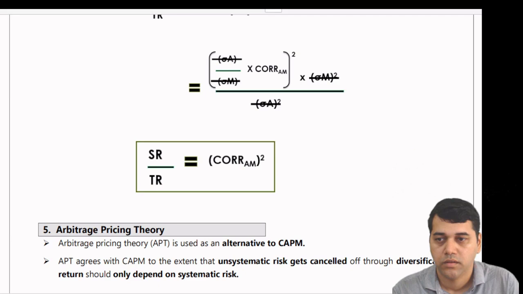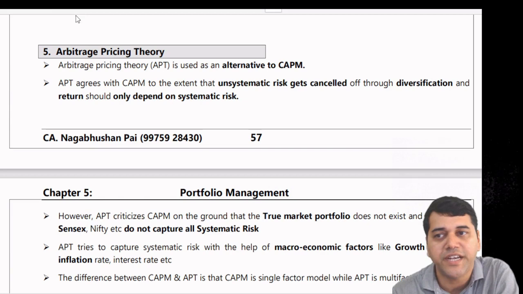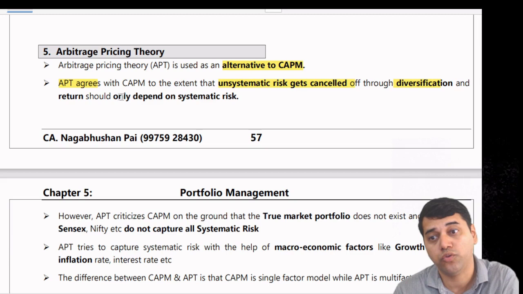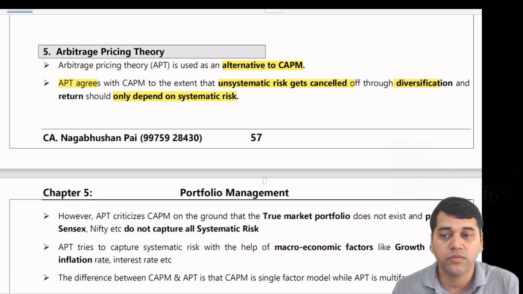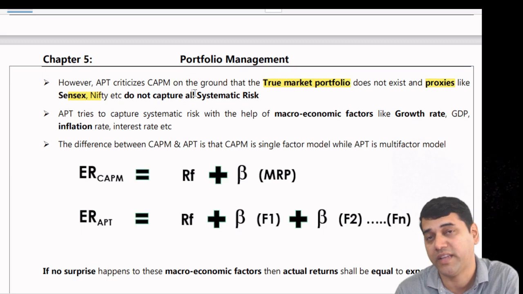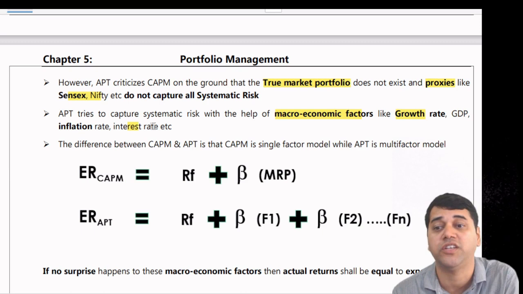So arbitrage pricing theory is an alternative to CAPM. Arbitrage pricing theory agrees that unsystematic risk gets cancelled because of diversification, but you can't simply say that your return depends only on the systematic risk. How can you make such an assumption? That's why arbitrage pricing theory criticizes CAPM on the ground that a true market portfolio does not exist, and proxies like Sensex may not capture all the systematic risk. So you have to consider certain macroeconomic factors like growth rate, GDP, inflation, interest rate.